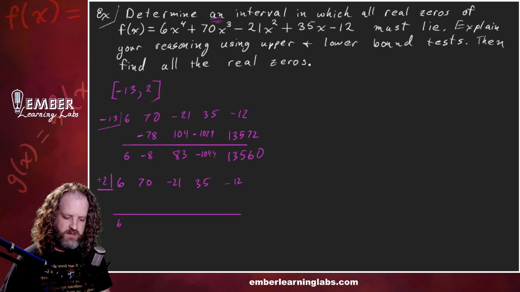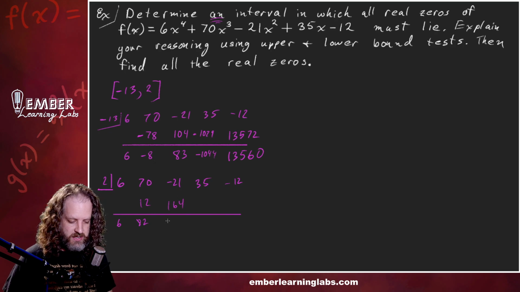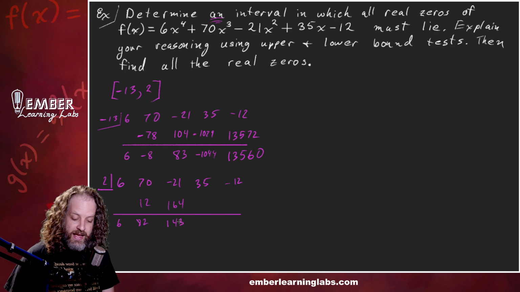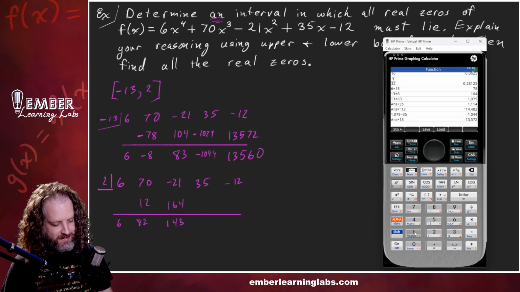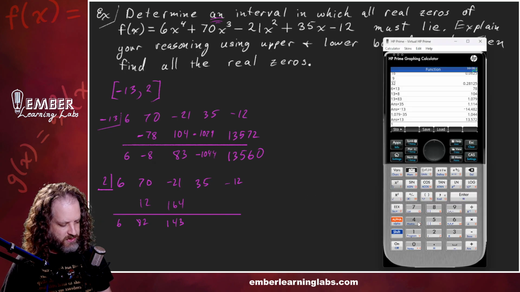Bring down the 6. 2 times 6 is 12. 70 plus 12 is 82. 82 times 2 is 164. 164 minus 21 is 143. That times 2 is 286, I think. That sounds right, but let's double check.